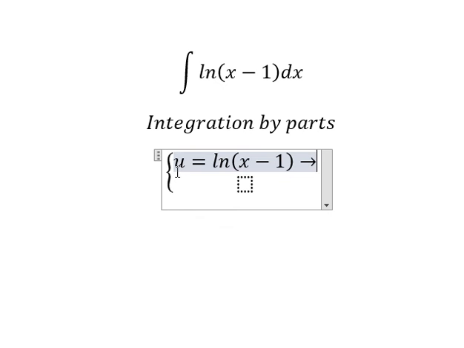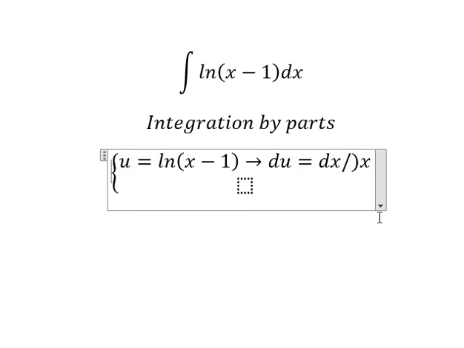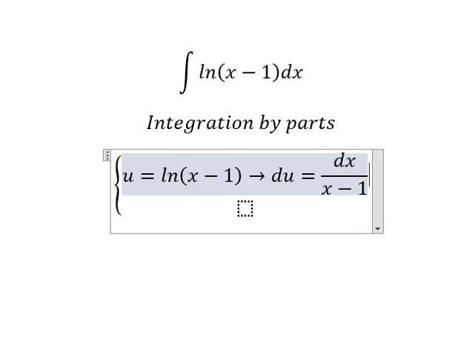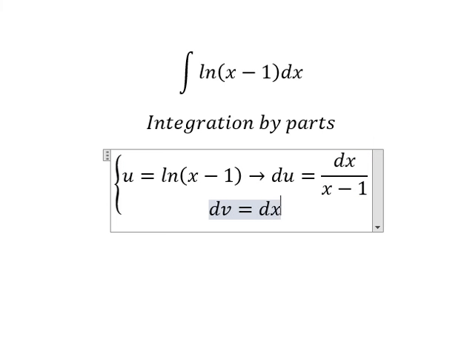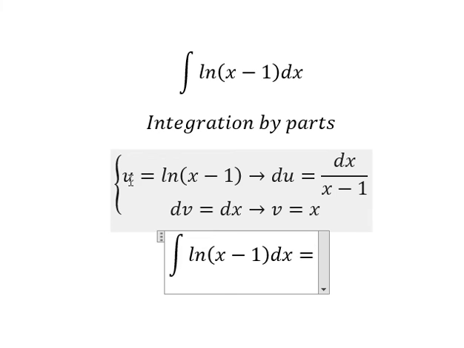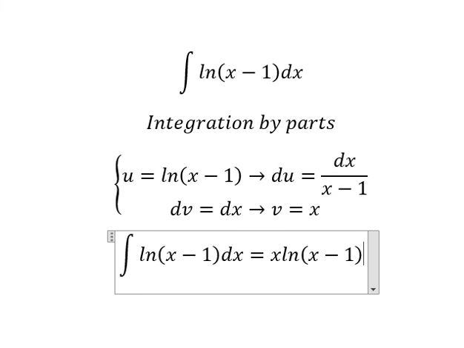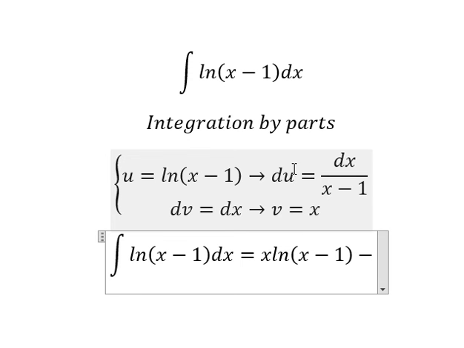So we need to do the first derivative for both sides, and you get u equals to dx over s minus 1. dv equals to dx. The integration of this one, you get v equals to s. So we have u multiplied by v minus the integral of u multiplied by v.